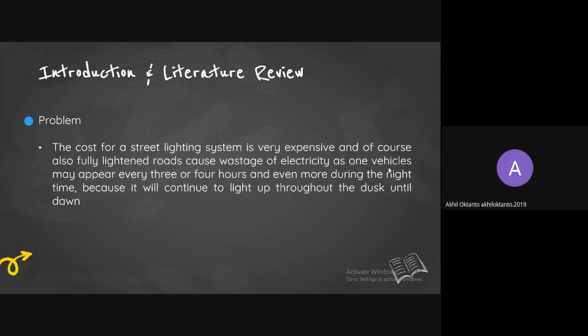Problem: the cost for a street light system is very expensive, and of course, a fully lightened road wastes electricity, as one vehicle may appear every 3 or 4 hours or even more during the night time, because it will continue to light up throughout from dusk until dawn.